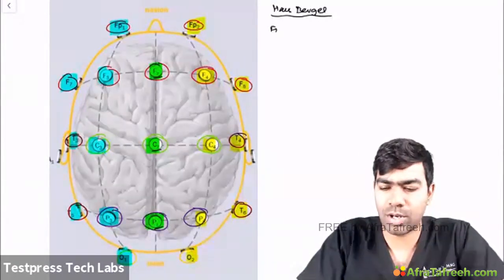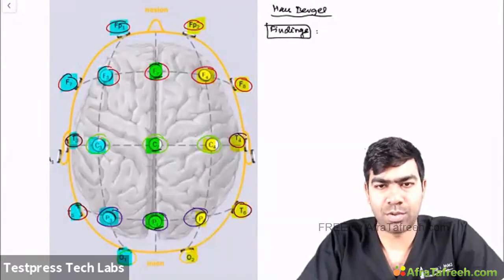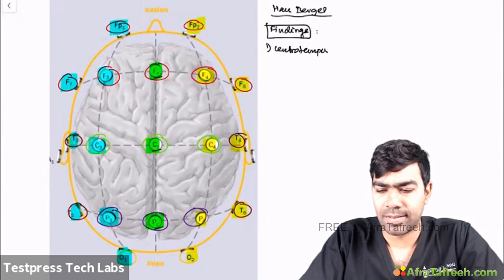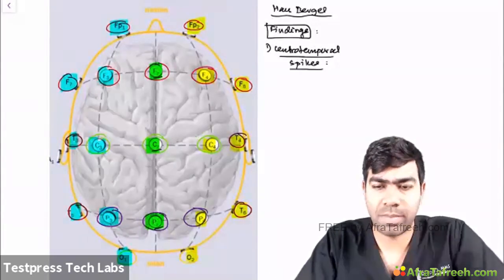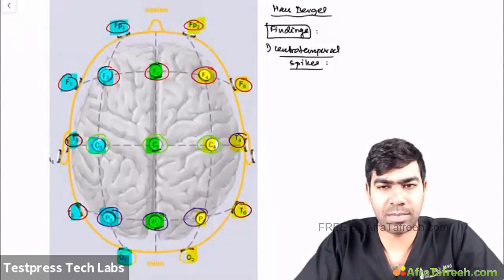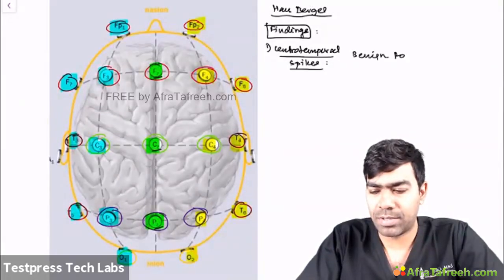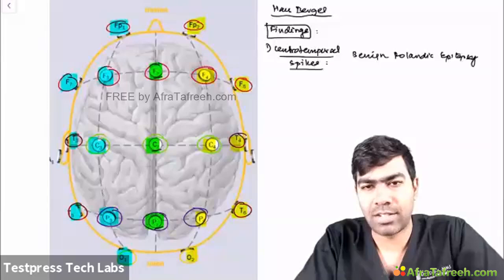So what are the important EEG findings that you should know as far as exams are concerned? There are some classic hallmark findings they'll be expecting from you. So one is called centrotemporal spikes. This is a very classic interictal EEG finding. So where will you see centrotemporal spikes? Typically, you're going to see them in a condition called benign Rolandic epilepsy. Benign Rolandic epilepsy, that's classic for centrotemporal spikes.